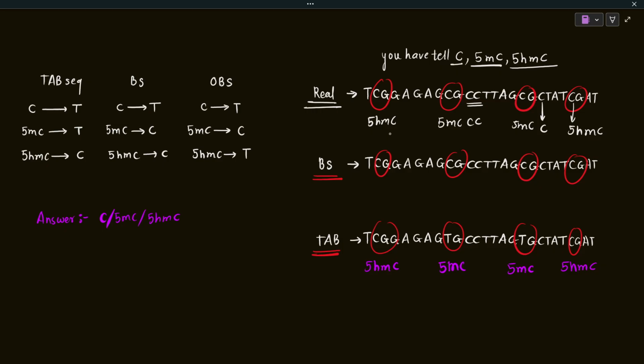So that's it for today. I hope from whatever we have learned till now, you can solve questions of this kind. Even if you have an oxidative bisulfite sequencing result instead of TAB sequencing, all you have to do is make a table and predict what cytosine, 5-methyl cytosine and 5-hydroxymethyl cytosine will get converted into, and you can solve questions of this kind very easily.